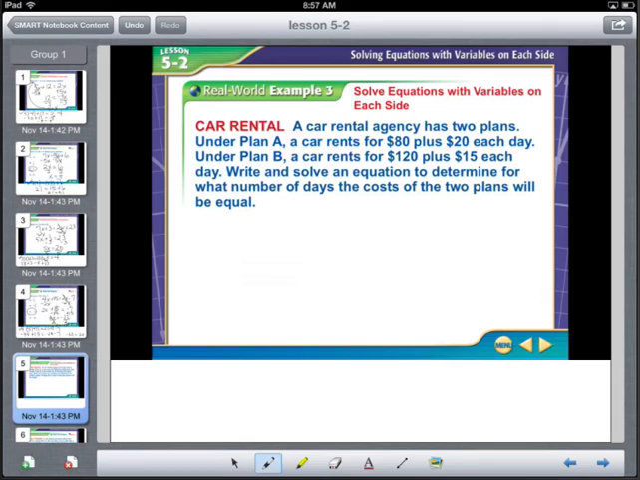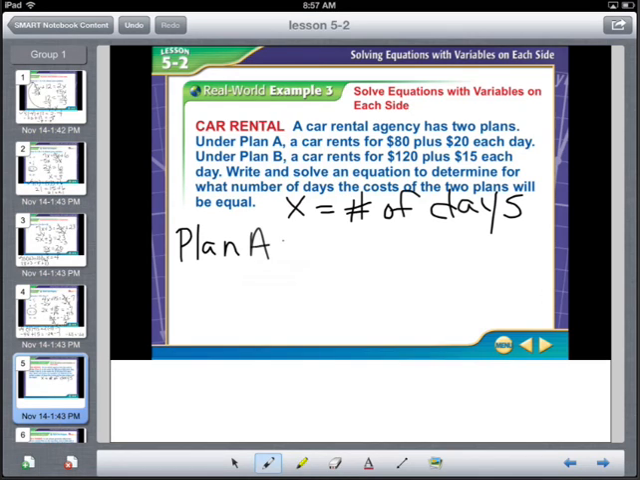All right, so really, what am I looking for? What is it I don't know? It's the number of days when the two plans are equal. So I'm going to let x equal the number of days. Remember, defining your variables will always help you with these kinds of problems. All right, so Plan A, how much does it cost me for Plan A? It's going to be $80 plus $20 times the number of days. So that's going to be 20x. What about Plan B?